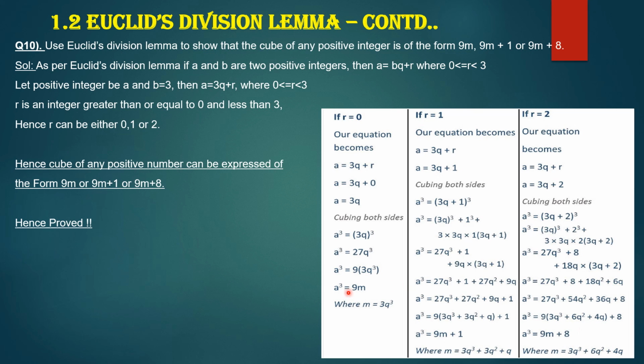So what you can see: a cube equal to 9m, a cube equal to 9m plus 1, a cube equal to 9m plus 8, which is what was asked, to show that the cube of any positive integer, this a is a positive integer we have taken, is in the form of 9m, 9m plus 1, 9m plus 8, where m is any integer, which we have written down here.